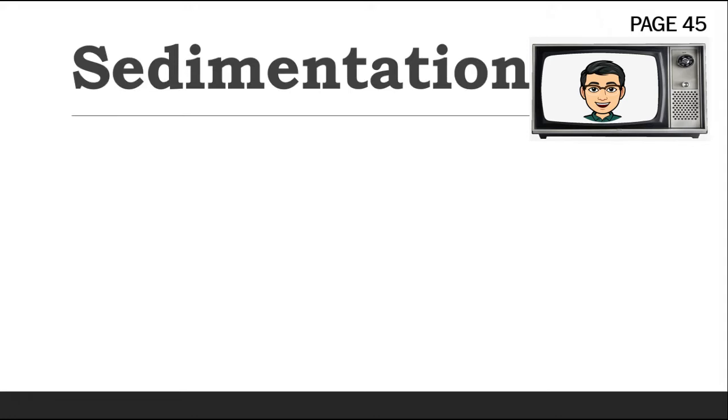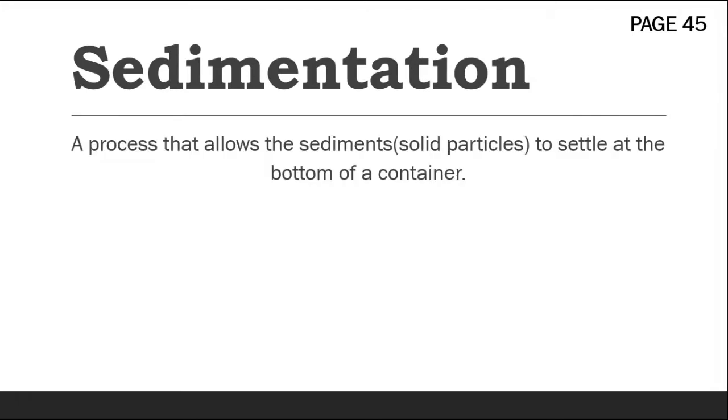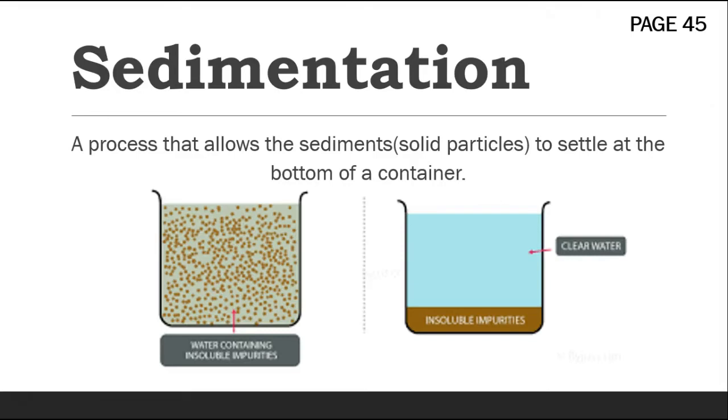Now, on page 45, if you already have your book, we have here sedimentation. Sedimentation is the process that allows the sediments or solid particles to settle at the bottom of a container. Quite easy to understand. So we have here, for example, mud with water. Then eventually, all of the insoluble impurities will go down, leaving some of the water on top. So that's sedimentation. Okay?